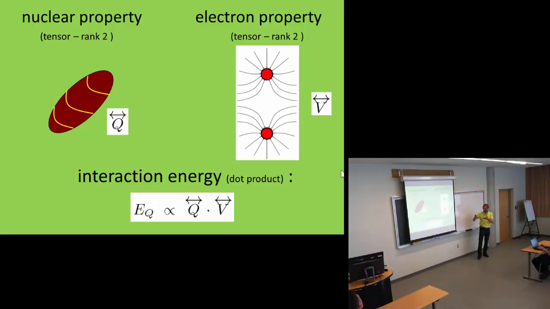So again, same structure as we had for the magnetic hyperfine field. We have a nuclear property which we have to take from nuclear physics. Now it's not a vector any longer. It's a tensor of rank 2, an object with 5 degrees of freedom. And we have a property due to the electron system, which can be calculated by Wien2k, is again a tensor of rank 2, so 5 degrees of freedom. You take the dot product of these two, and you get this interaction energy.